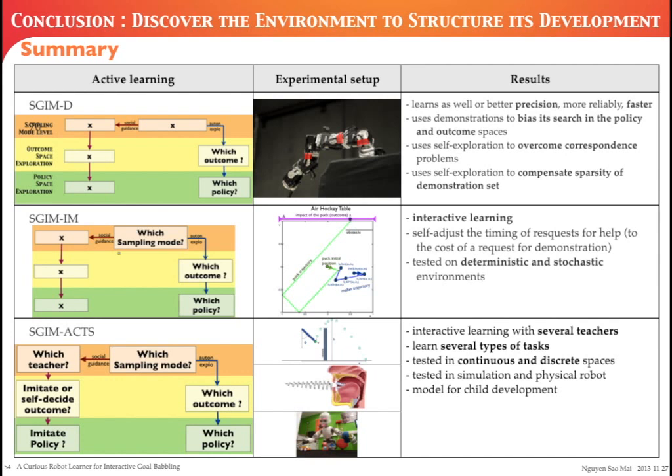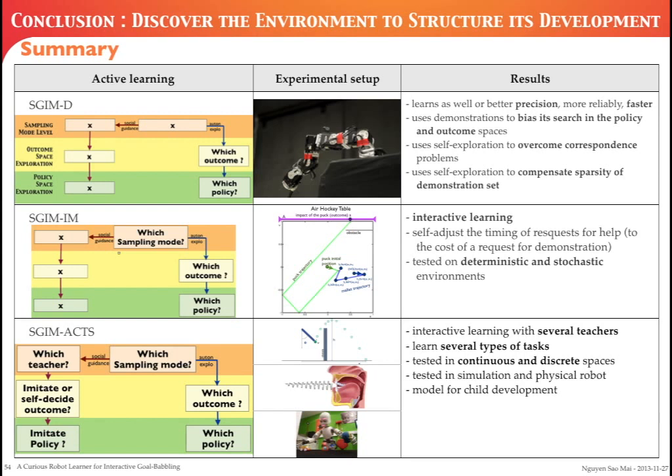It uses demonstrations to bias its search in the policy and outcome spaces. It uses self-exploration to overcome correspondence problems. And it also uses self-exploration to compensate for the sparsity of the demonstration set. The second algorithmic architecture is SGIM-EM, which I didn't present here, but it's SGIM-D with another choice of which sampling mode to use. And we applied it to the fishing experiment, but also another experiment with the air hockey.